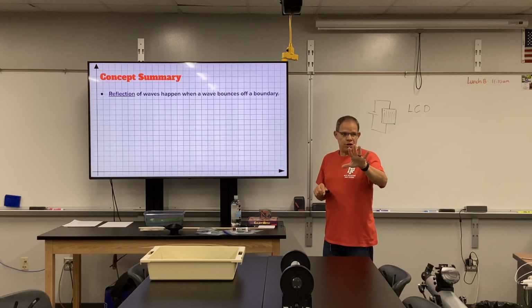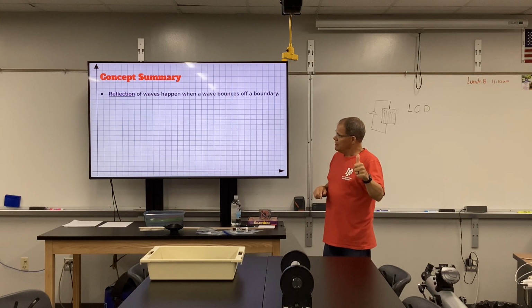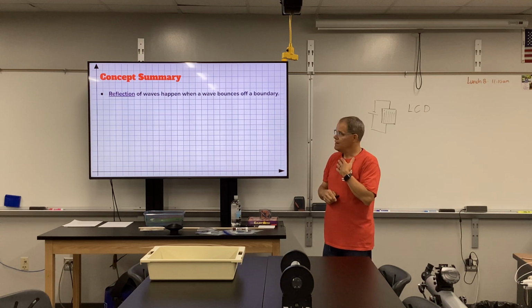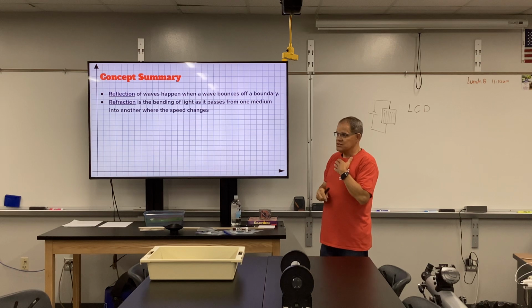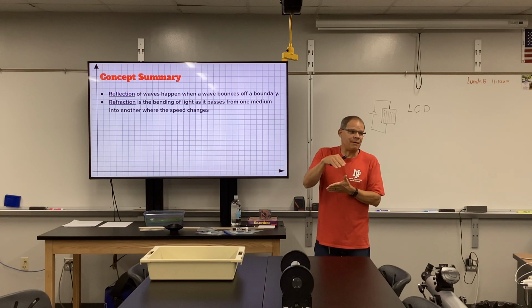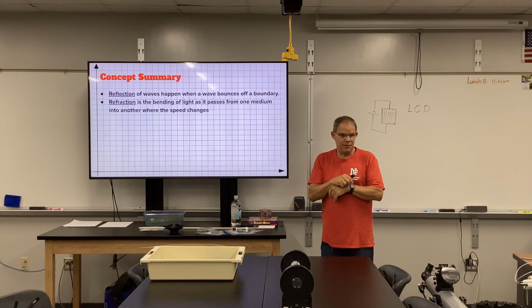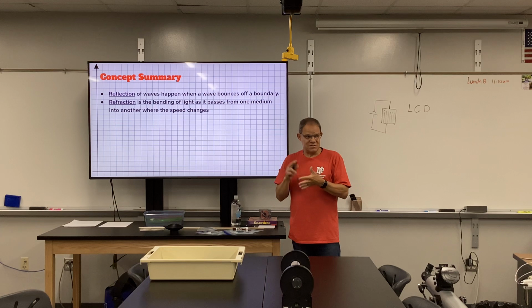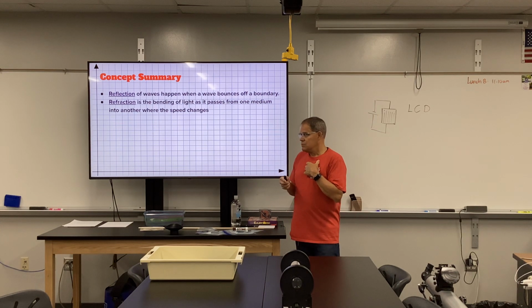All right, so here's a quick concept summary before we head to lunch. These are the things I want you to know. Reflection of a wave happens when it bounces off a boundary. Refraction is when the wave bends as it passes into another medium. Refraction happens with light, like we've talked about, but it also happens with sound, and it happens with any wave. It happens with ocean waves. So anytime the wave changes speed, it changes direction.